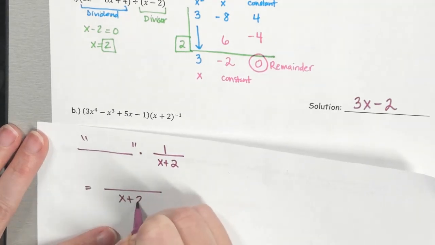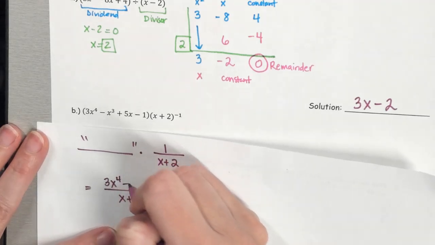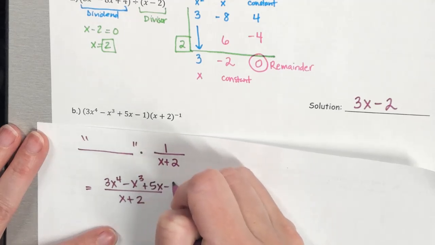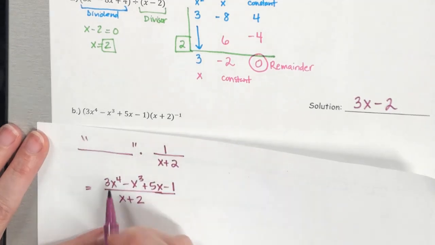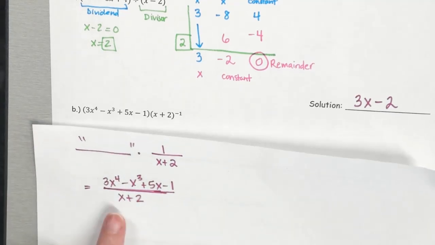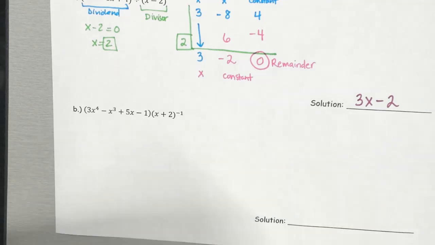So if you're multiplying a fraction by a whole number, what part gets multiplied? When you're multiplying a whole number and a fraction, what do you multiply together? A whole number times a fraction. What do you multiply? The numerator. Okay, so the numerator multiplied by the numerator is going to be that polynomial. So this is just another way to write your division.